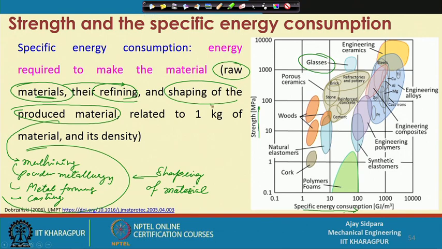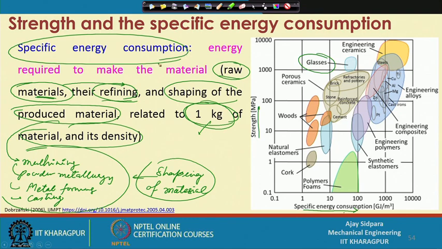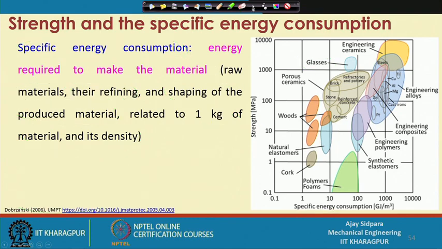Now, for raw material, how much energy are you spending for making one particular material? Starting from raw material, refining, shaping of the material, related to 1 kg of material and its density, correct. How much energy you spend for creating 1 kg of material of a required shape, that is raw material, then refining, then shaping and all this. That is called specific energy consumption, right. So, now how is it important?